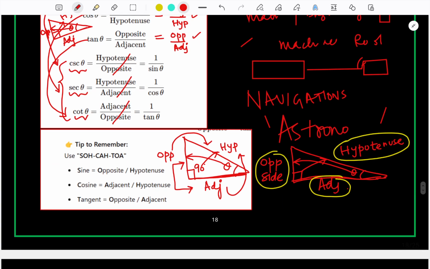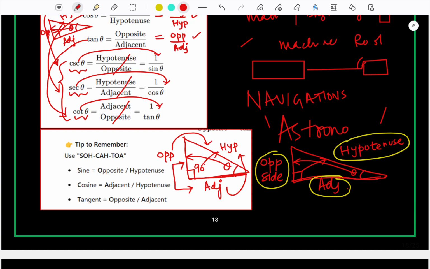Okay? Right. But you need to remember this rule. Cosecant theta is 1 by sine theta. Secant theta is 1 by cos theta. And cot theta is 1 by tan theta. Right. So something you can remember.